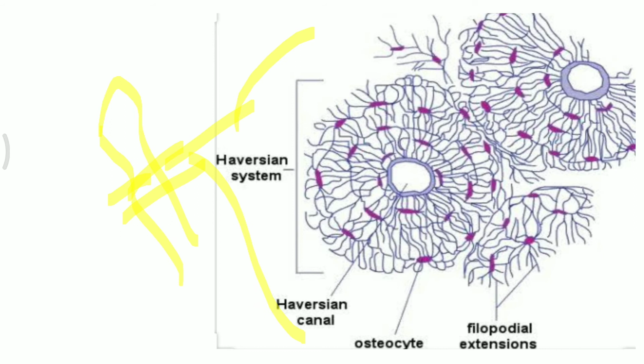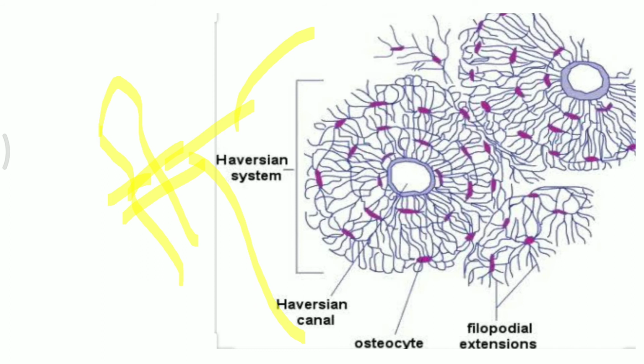Haversian canal is formed by continuous arrangement of osteocytes in a circular manner, and that is quite important. Filopodial extensions are the sites which make the entire bone look as if it is a bone, and osteocytes are the smallest unit which form the entire structure of the bone. So, a lot of osteocytes having the filopodia, which are finger-like projections or extensions on the osteocyte.